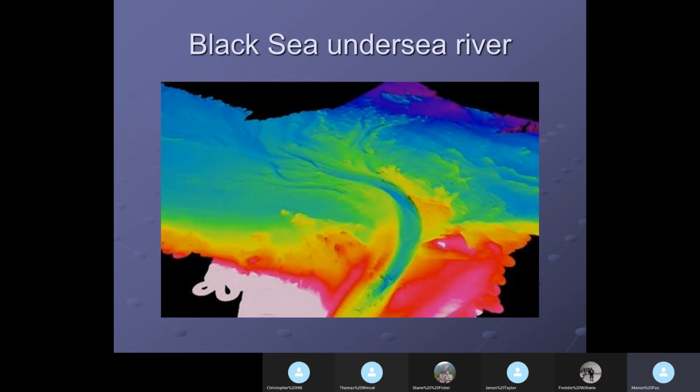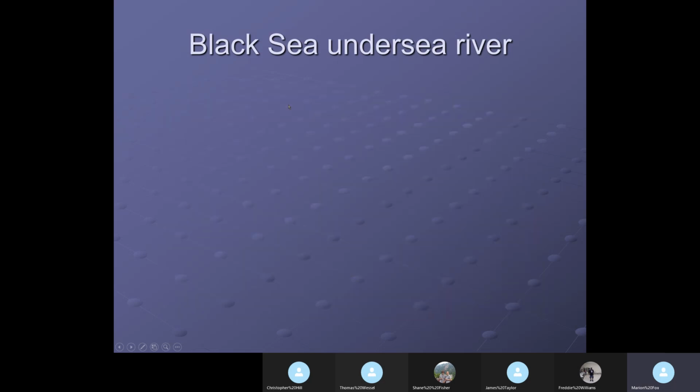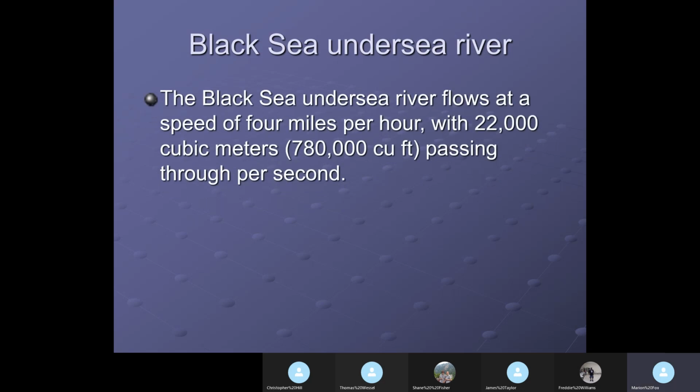And so here's a map of it. They've made a map of it, and right here, the different colors show the water. This water then flows down and flows into the Black Sea out here. Now, here's the trick. The Black Sea underwater river flows at a speed of 4 miles per hour. They measured it, with 22,000 cubic meters or 780,000 cubic feet passing through per second. That's a fair amount of water.